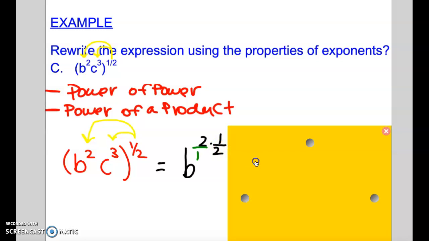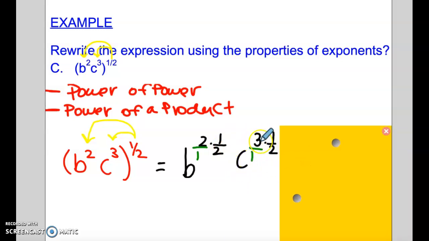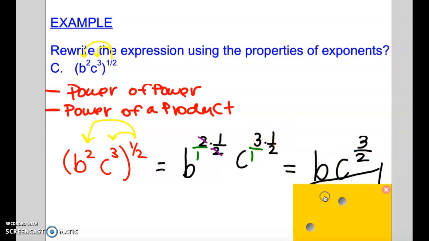And times c cubed times 1/2, or c to the 3rd times 1/2, a whole number. I can make it a fraction with a denominator of 1. And now I just have to simplify these fractions. And we can take a look. So 2 times 1 gives me 2, 1 times 2 gives me 2. I'd have 2/2, or everything's really going to cancel here, and I'd be left with b to the 1st power, right? And then here, when I go straight across, I'll be left with 3/2.